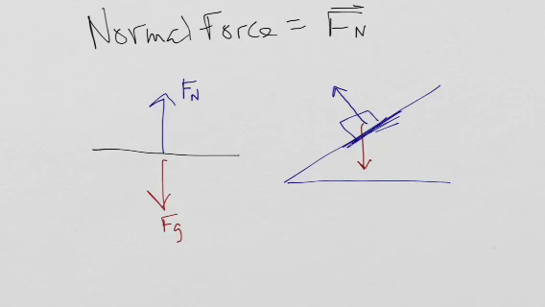Now, we're not going to necessarily worry about this right now. We will look at inclined planes much later. It's just to tell you that normal force and gravitational force don't always cancel one another out. They cancel one another out when you're on a horizontal surface. That's about the only time.